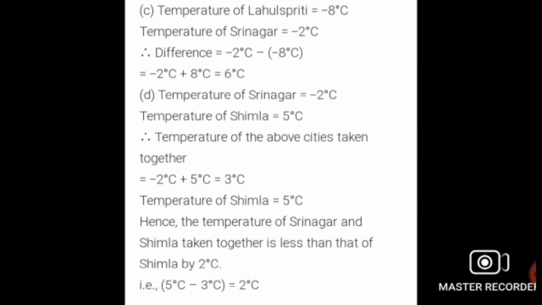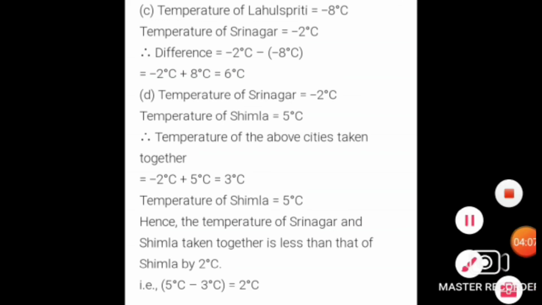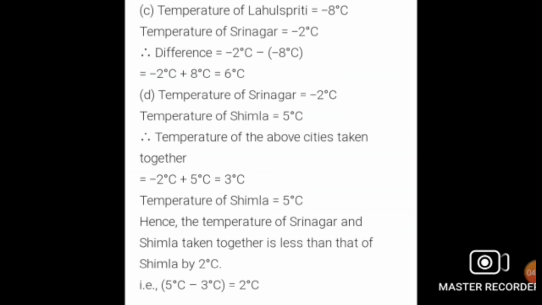Now we have alternative signs, so we have to subtract and write the greater number's sign before the difference. So minus 2 plus 8 is equal to 6. Here the greater number is 8, so the sign is plus. So plus 6 degrees Celsius.